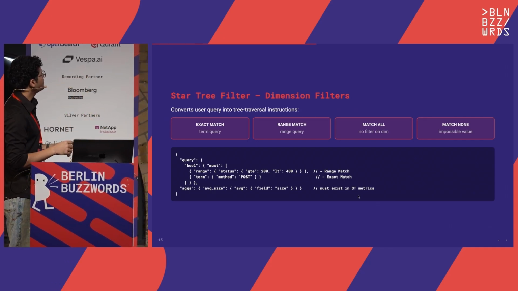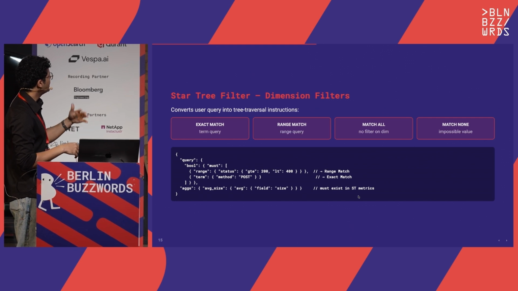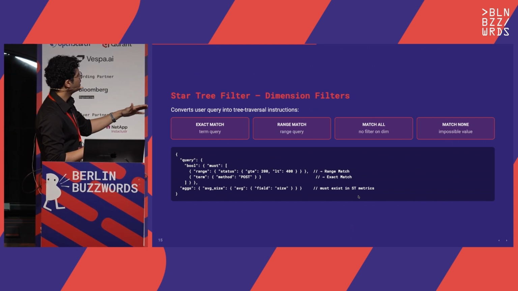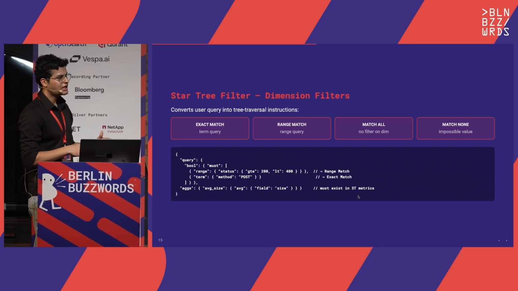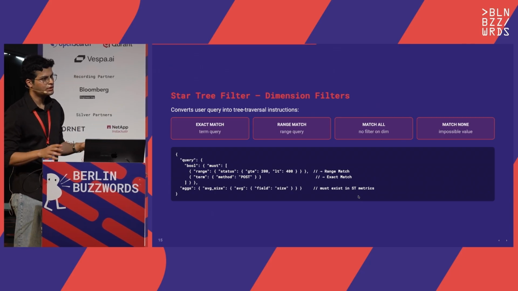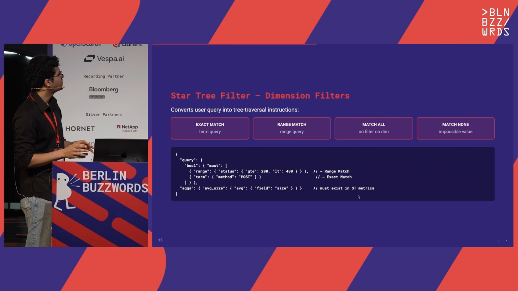Again, let's say we have a range match filter that translates to a range query. Let's say we have a range query like status is between 200 to 400. So what would happen in the star tree case? You would only care about the nodes which have status between 200 to 400. We won't care about all the other nodes. We can directly prune them.